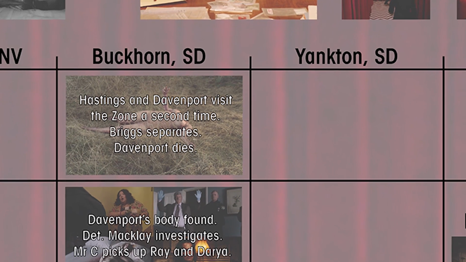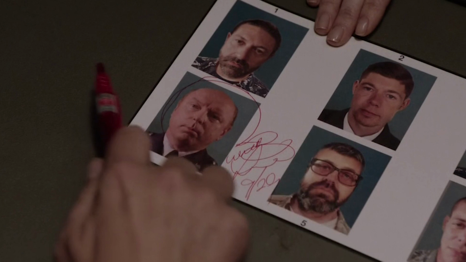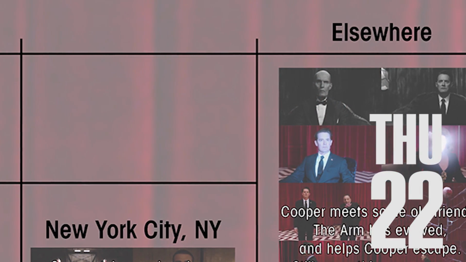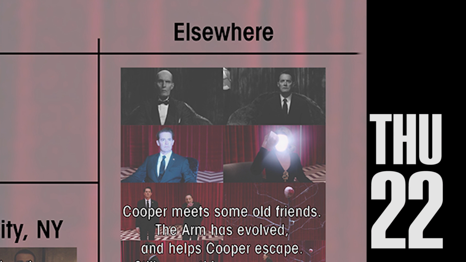In our timeline, the very first thing that we know of that happened on a specific date is Bill Hastings and Ruth Davenport going to the zone for the second time. This would be when Ruth dies and when Briggs' head leaves his body and he goes up into the air saying, "Cooper, Cooper." According to what we know from his conversation with Tammy, this happened on the 22nd of September, and that's a Thursday. Somewhere around this same time, the events in the Red Room may have gone down, but there's no saying for sure, so I'm largely going to leave that out of the timeline.